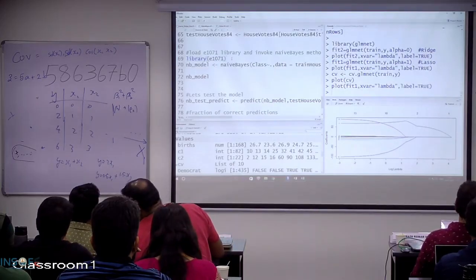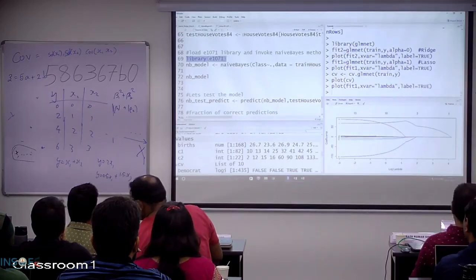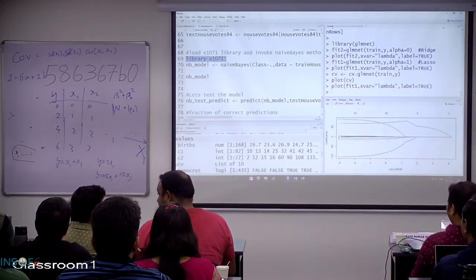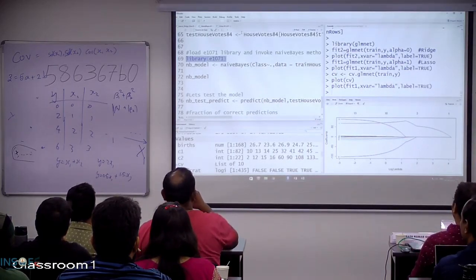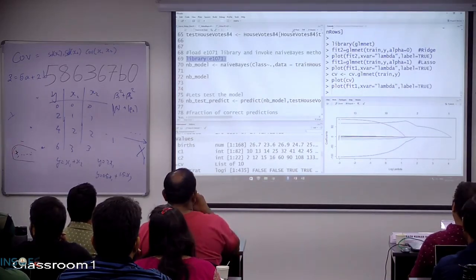The naive Bayes algorithm is coded in this library, e1071. I have no idea if 1070 and 1069 versions exist, or if 1072 is better. I don't know why they called it that, but that's the one that's there.